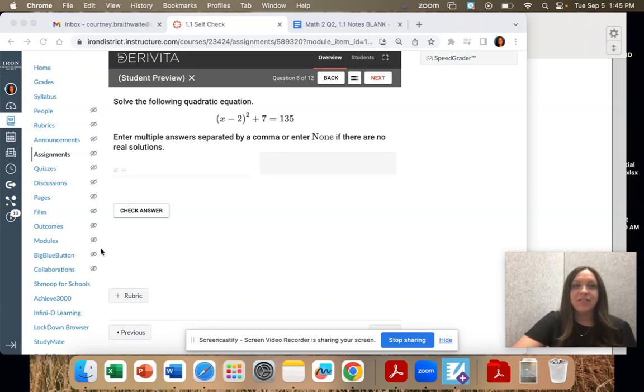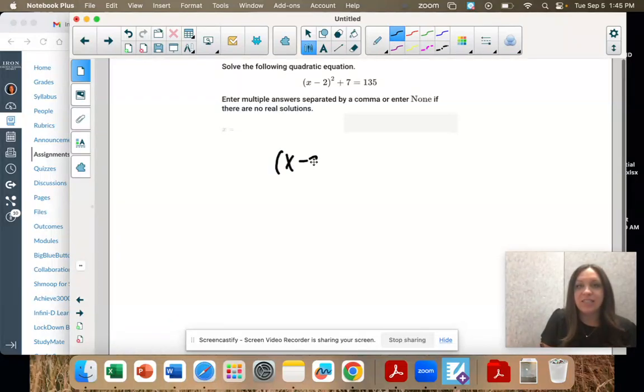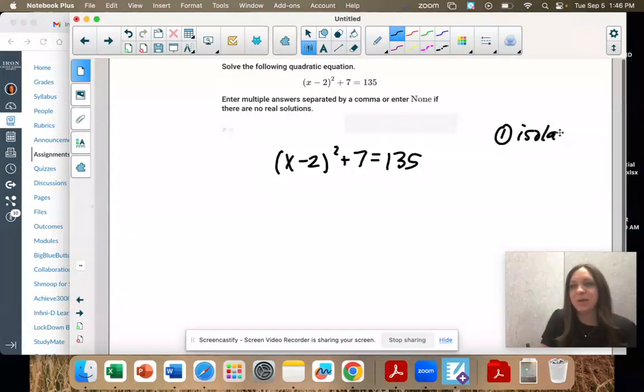All right, solve the following equation. So here's our first one that we actually have to isolate this. Okay, remember our first step is to isolate x squared. So when x is in parentheses, the squared counts, and then we want equals.